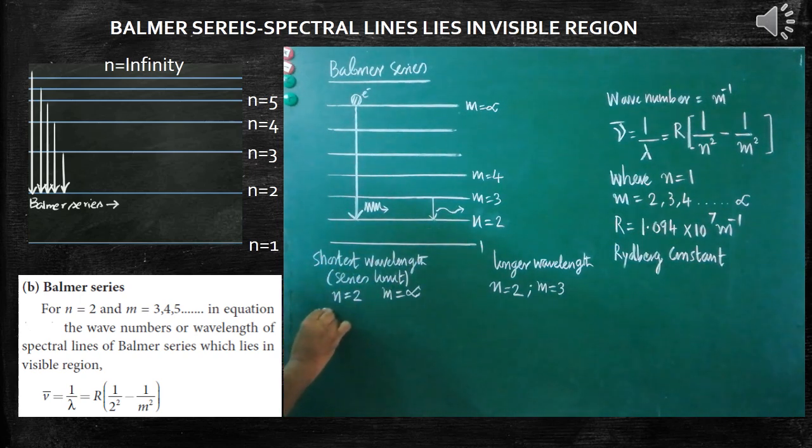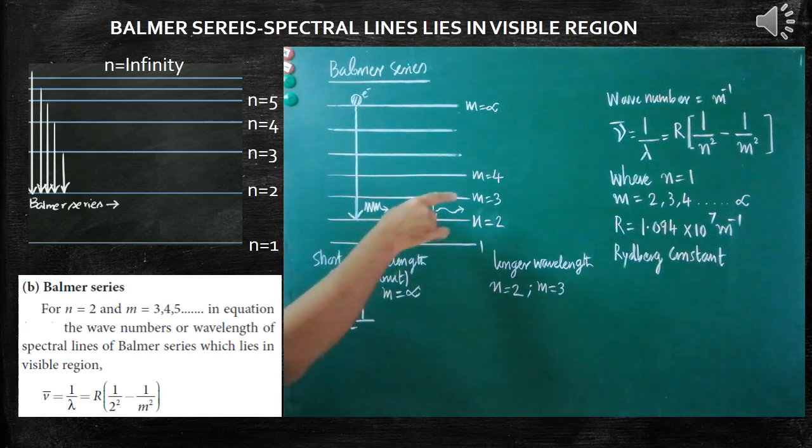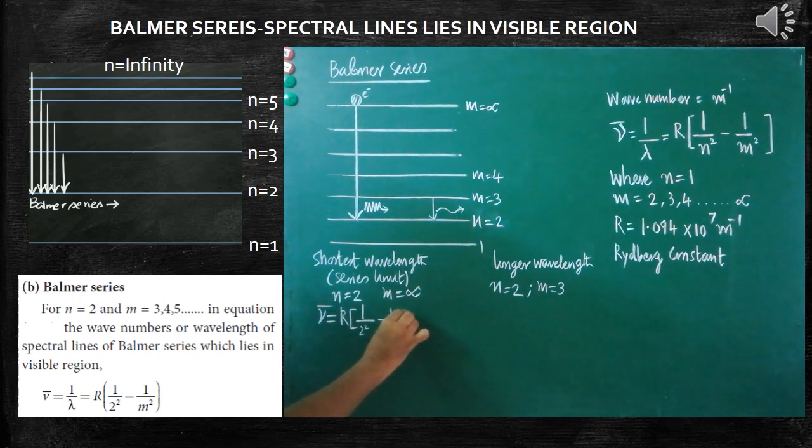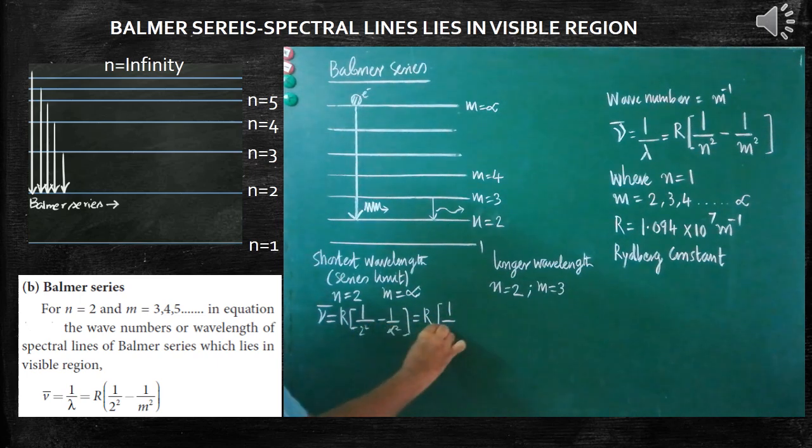What is the formula to calculate the wave number? Nu bar is equal to R. I am going to substitute the values in the formula. Here n is equal to 2. Therefore 2 square minus 1 by infinity square. After substitution the answer will become R, this factor becomes 0, so here you will get 1 by 4, which is equal to R by 4, Rydberg constant divided by 4.